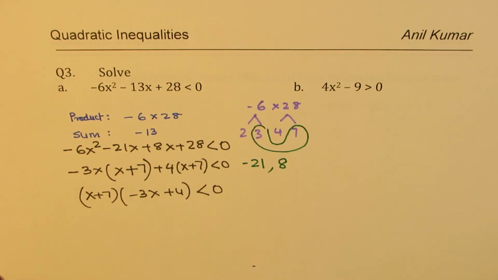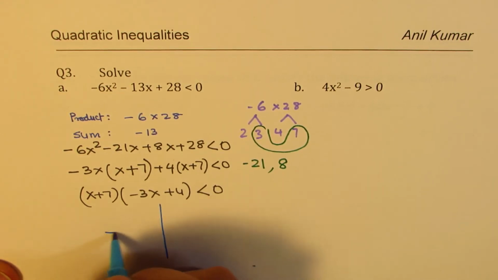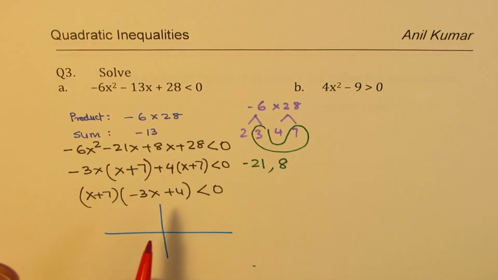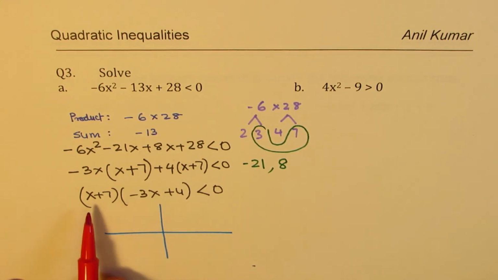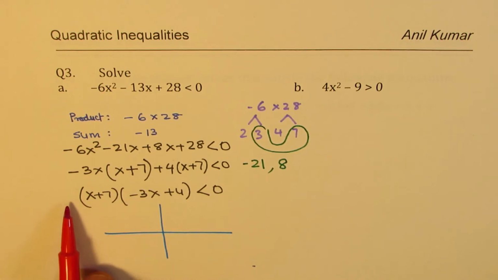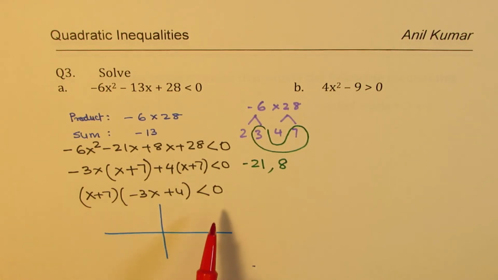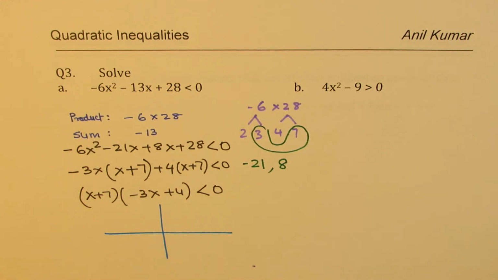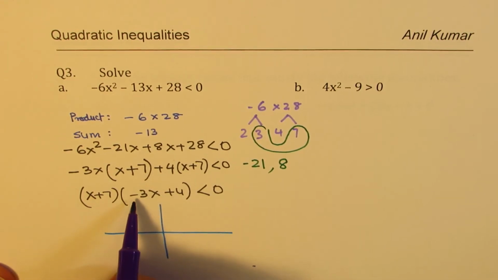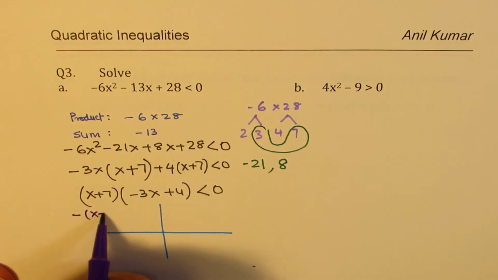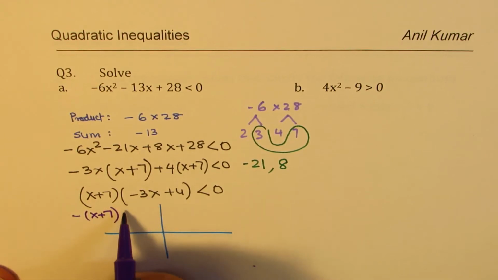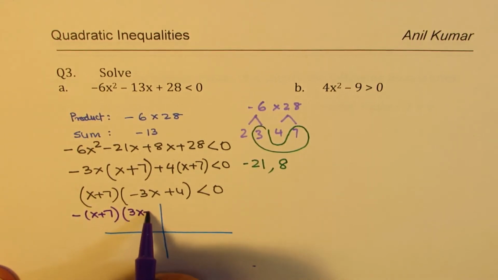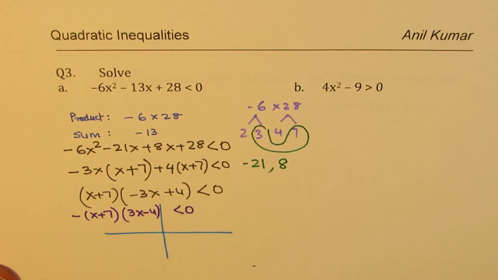Now if you sketch a parabola, how will it look like? See, if you do not factor out this negative, sometimes you may make a mistake, thinking that there is a positive here, and you may draw a parabola in this fashion. You'll get a wrong answer. Therefore, I insist that whenever you have this quantity, it is better to factor it out. So we'll actually factor it out and then sketch the graph. It makes sense. So when you factor out the minus, you get minus x plus 7 and here we have 3x minus 4, less than 0. Does it make sense to you?